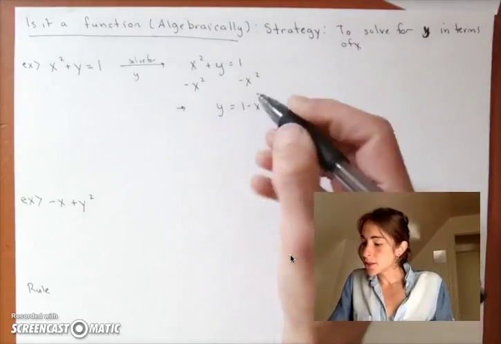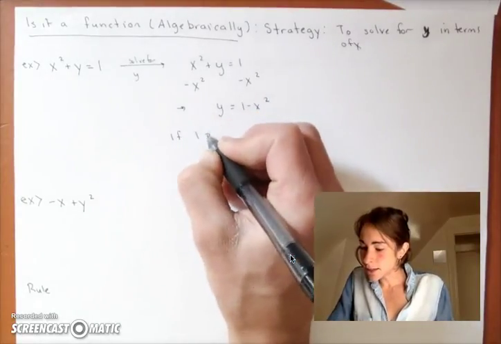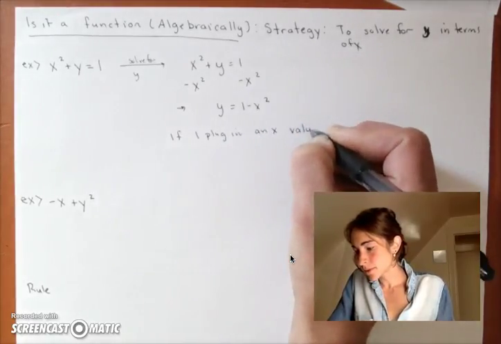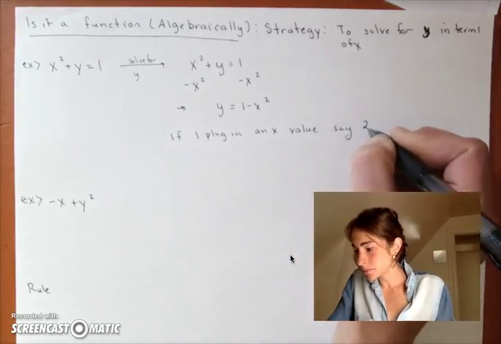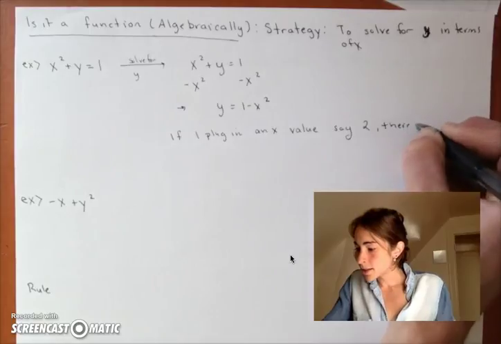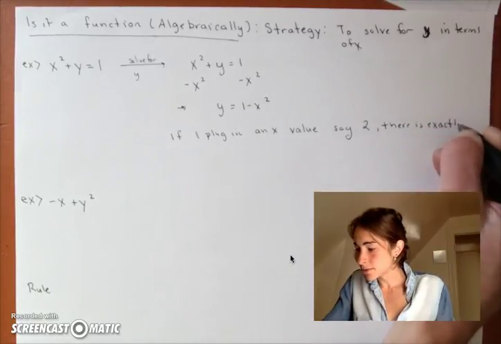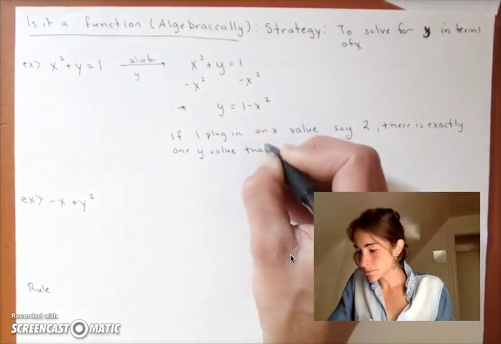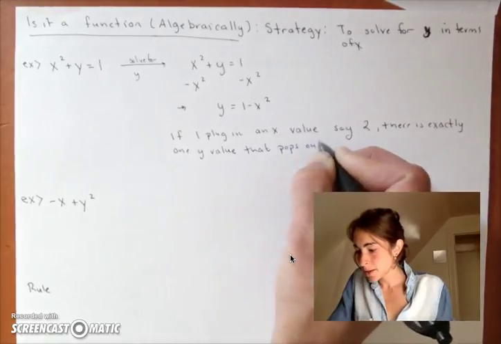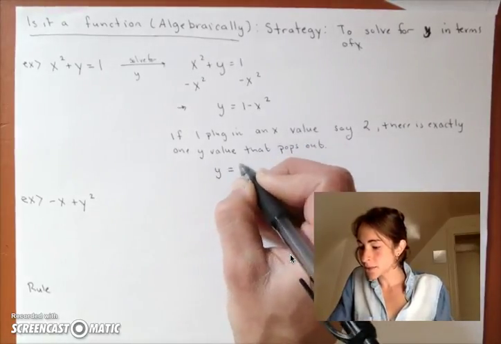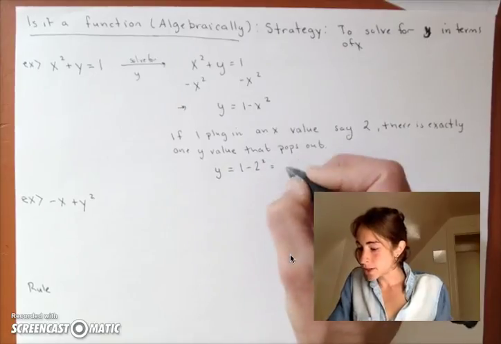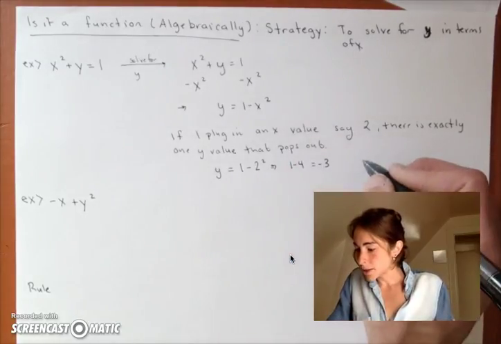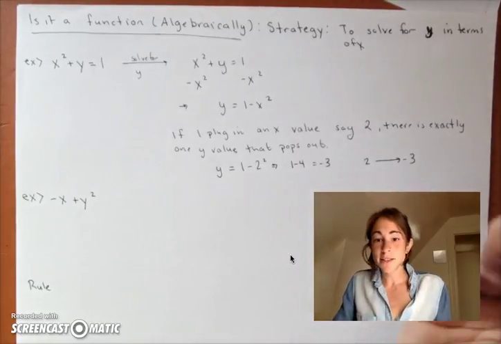So from this expression, you can see that if I plug in an x value, say 2, there is exactly one y value that I get out. So if I plug in 2, I get y equals 1 minus 2 squared, which is 1 minus 4, which is negative 3. So plug in 2, get out negative 3. That's good. That's a function.